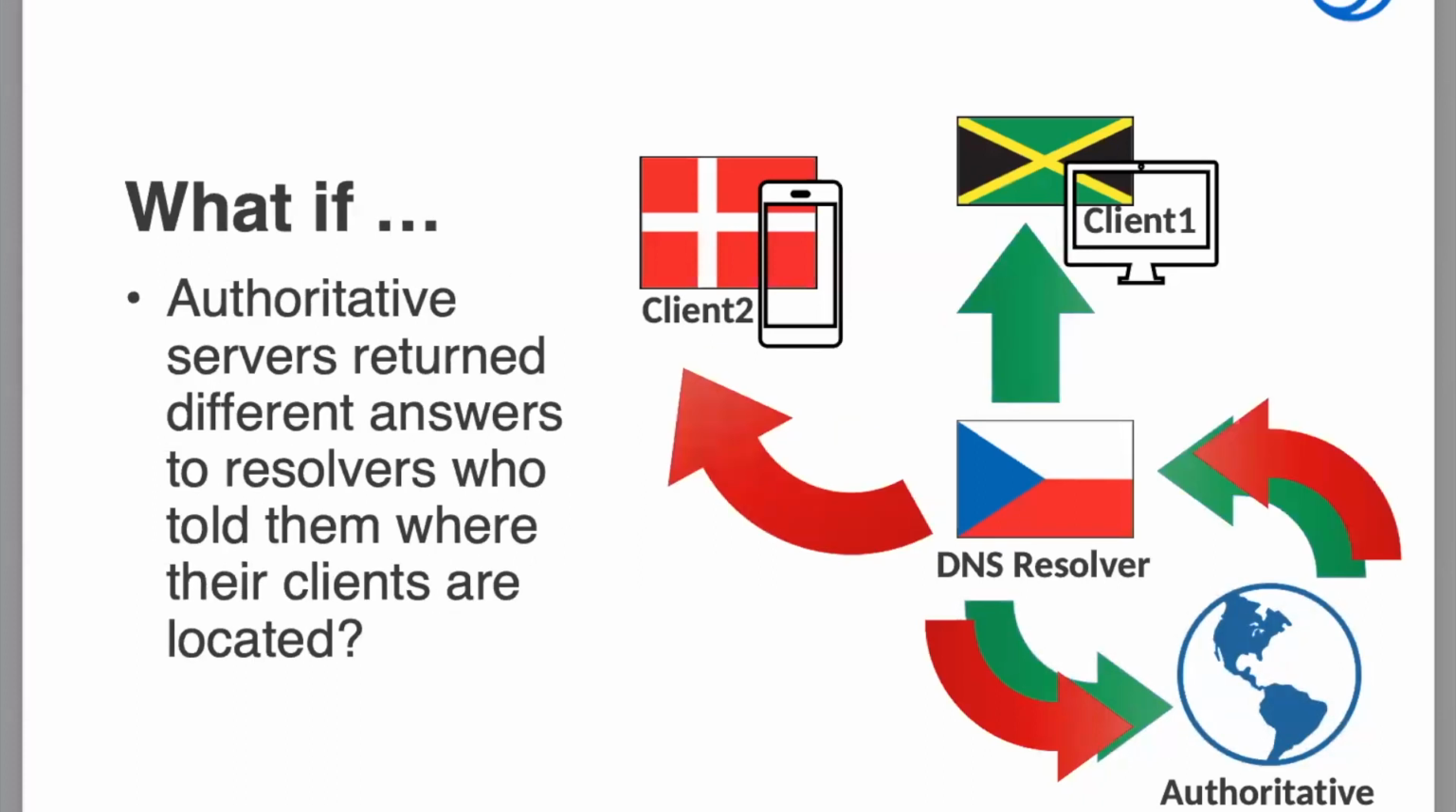So moving on, what if the DNS resolver could ask questions of an authoritative server, indicating to that server where its client asking the question is located, and then it could pass the answers back from the authoritative server to the right clients? And in this example, we have two clients in two different locations, each getting different specific answers from the same resolver.